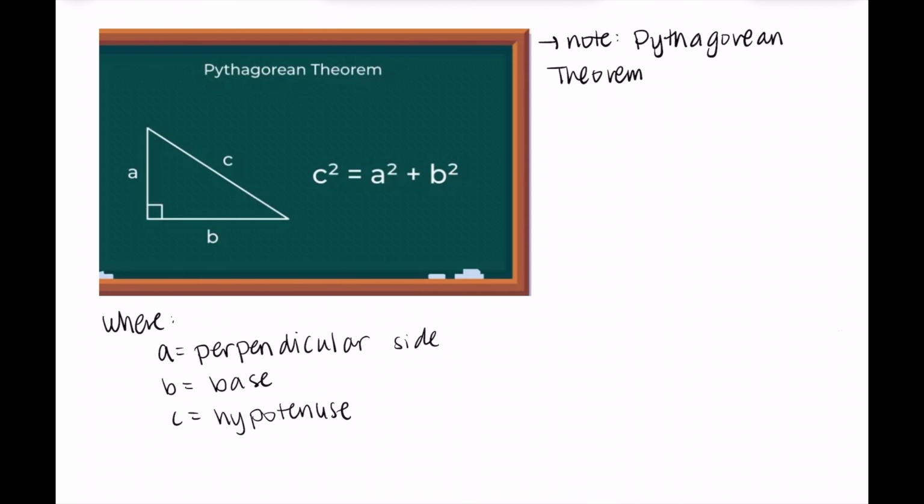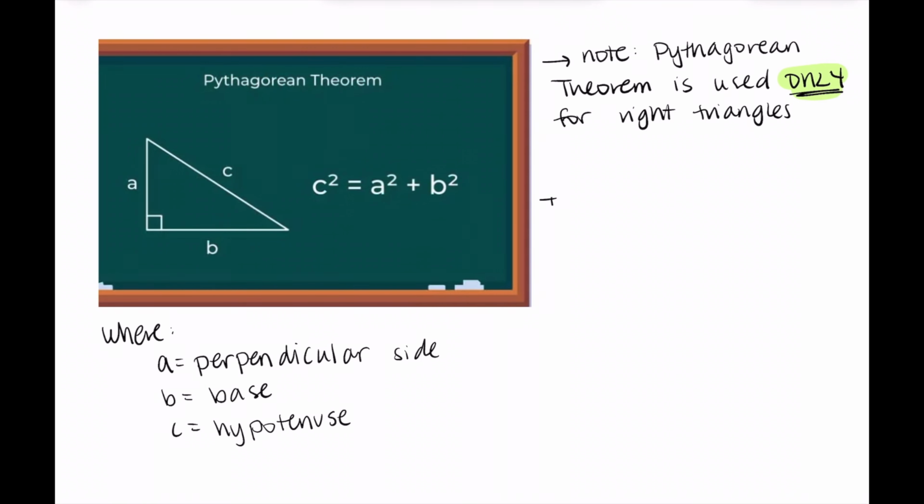And what is something that we're seeing in this specific triangle? This is a right triangle, right? So I'm writing a note here for you guys, and this is very, very important. You can only apply this theorem if it is a right triangle, right? Because there wouldn't be a hypotenuse or a perpendicular side in any other type of triangle. So keep that in mind.